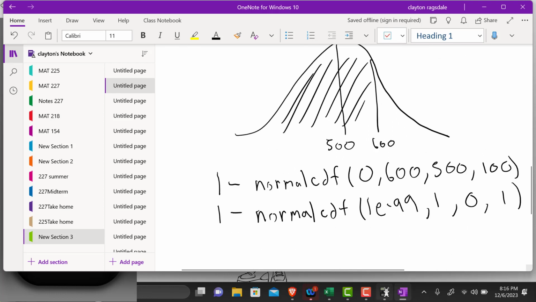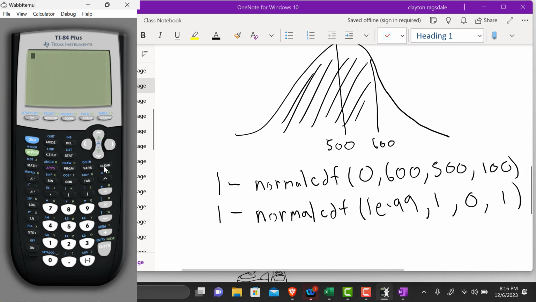Okay, so let's do clear. We're going to do second vars, normal CDF. We still want lower bound to be 0. We have upper bound is 600. Mean is 500, and our standard deviation is 100.